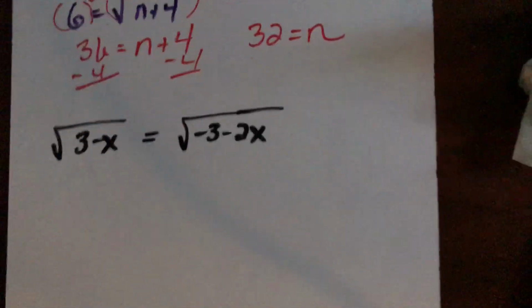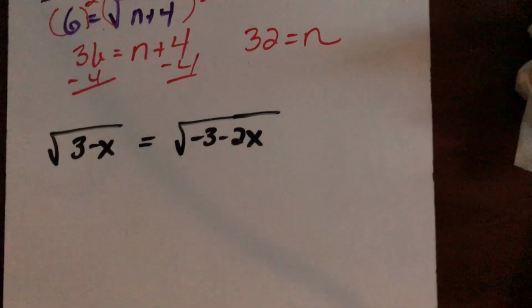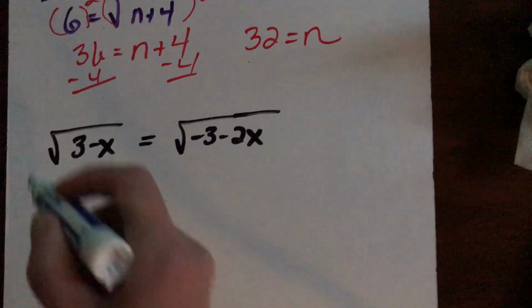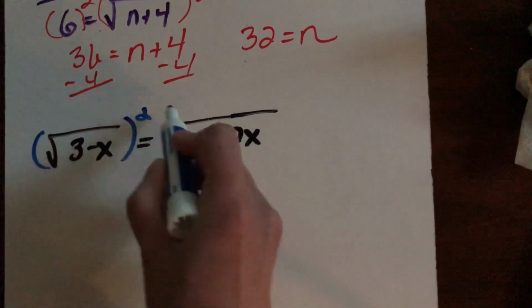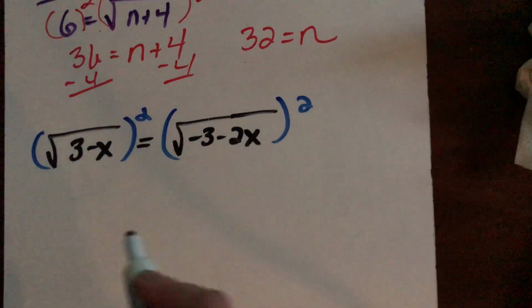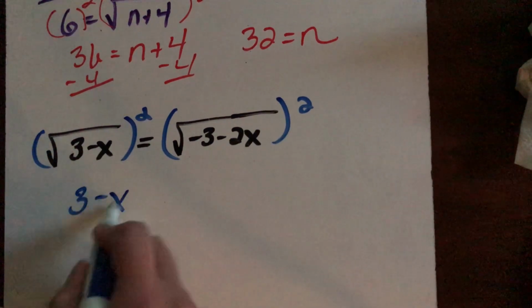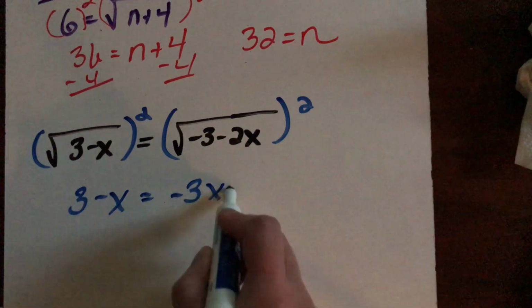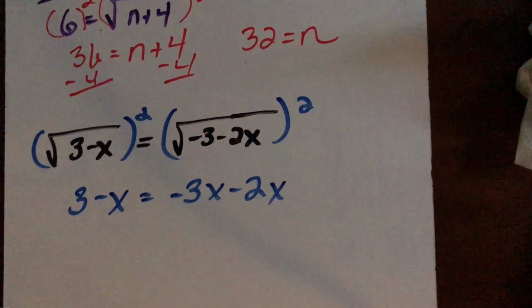All right, now, what happens if both sides are radicals? What do you think? Yep, you just square both sides. These are easy. So I'm going to square this side, and I'm going to square this side. And what does that mean? I just pull the radicand out. So this is 3 minus x equals negative 3 minus 2x. And then you solve for x.